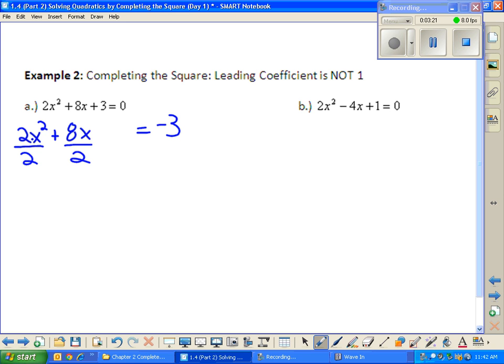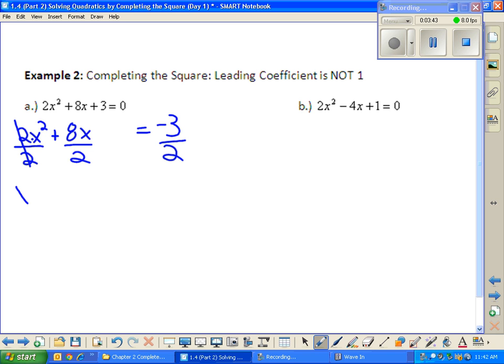We need to divide this by 2. We need to divide this by 2. And we need to divide this by 2. Because, Rick, what you do to one side of the equal sign, you also do to the other. So you have to divide everything in the problem by 2. It keeps the equal sign true. It keeps the sides balanced. It keeps them equal to each other. So those 2s reduce out. 2 divided by 2 is 1.